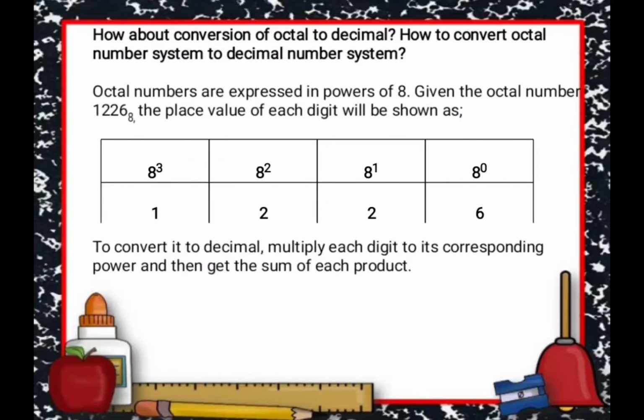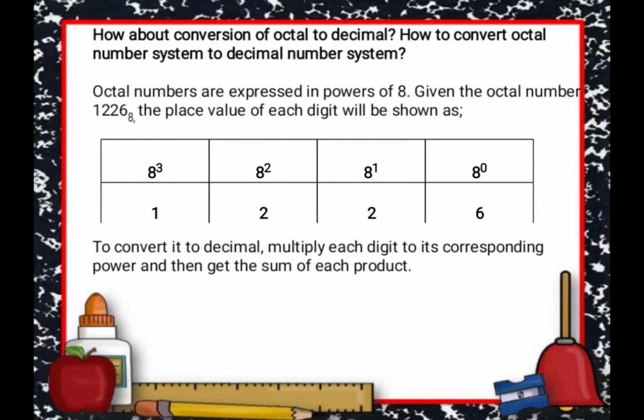So to convert it to decimal, multiply each digit to its corresponding power and then get the sum of each product. So the power of the octal numbers, observe it. As you can see, it is in ascending order from right to left. So it starts with 0, 1, 2, and 3. So 1, 2, 2, 6. So let's solve it in order to get the decimal number.